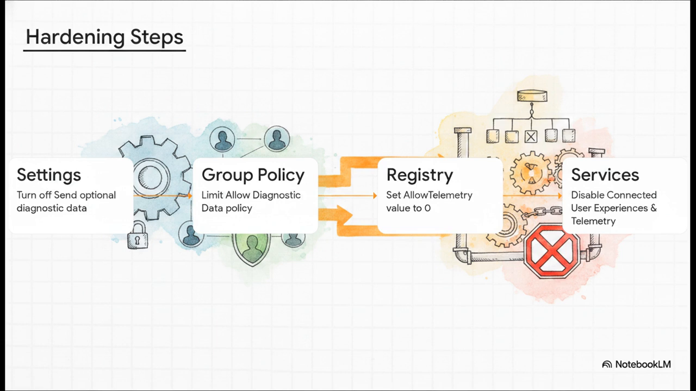Well, hardening your system requires a multi-step approach. You start at the Settings app, sure, but then you have to dig all the way down to disabling the DiagTrack service itself. You have to lock down the user settings, the group policy, the system registry, and finally, the transport service that actually moves the data. It's a full-on, comprehensive lockdown.